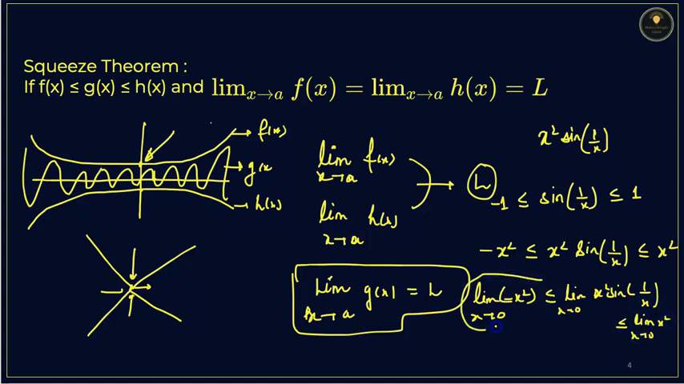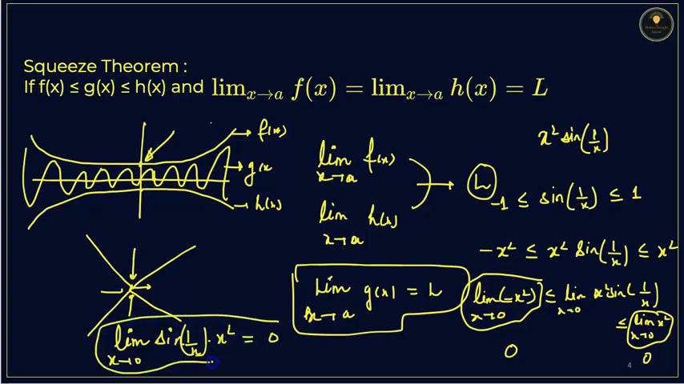You can see here you will get this value equal to 0. This value will also turn out to be equal to 0. So what we can observe from here is that the limit x tending to 0 of sine 1 by x multiplied by x square turns out to be equal to 0.